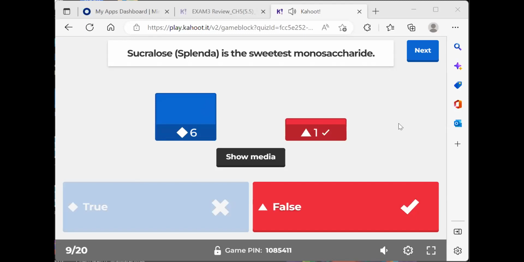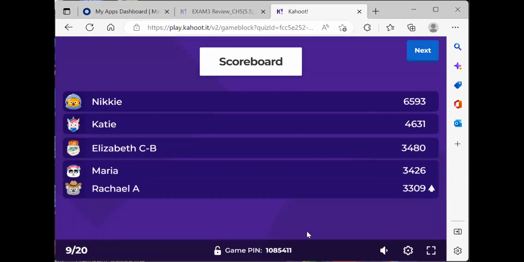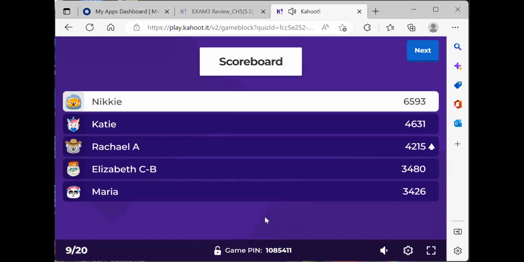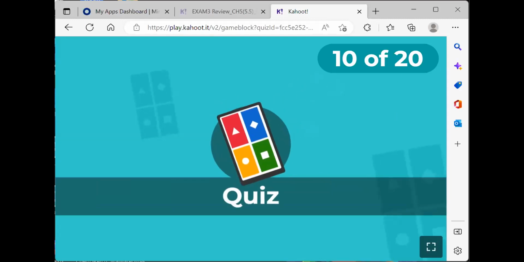So remember, you guys, that sucralose and Splenda is the sweetest, but not a monosaccharide, okay? What is the sweetest monosaccharide? Let's put it in the chat. It's not Splenda. Splenda is a carbohydrate-derived sugar. Great job, exactly. Fructose is the sweetest monosaccharide, okay? Let's continue. We're halfway.